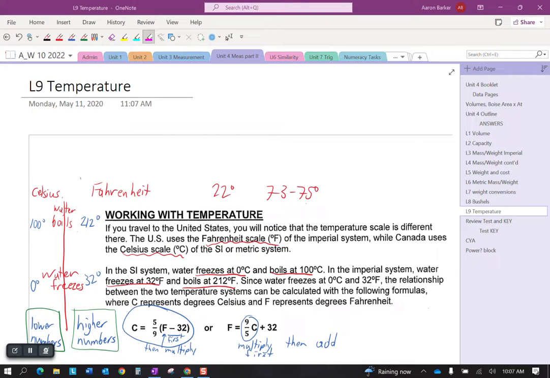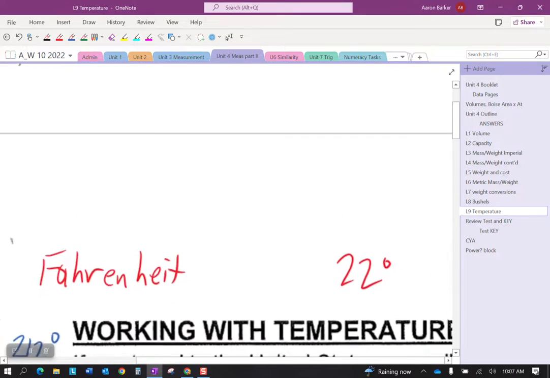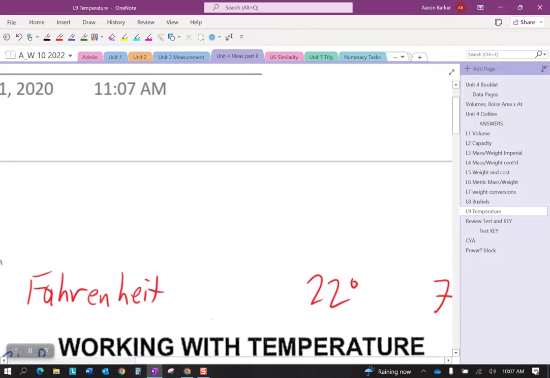So, working with temperature, we're with the Celsius scale. Most of us are very familiar with that. The Fahrenheit scale is a little bit different. Fahrenheit is what the Americans use. Let's copy this down. Fahrenheit.